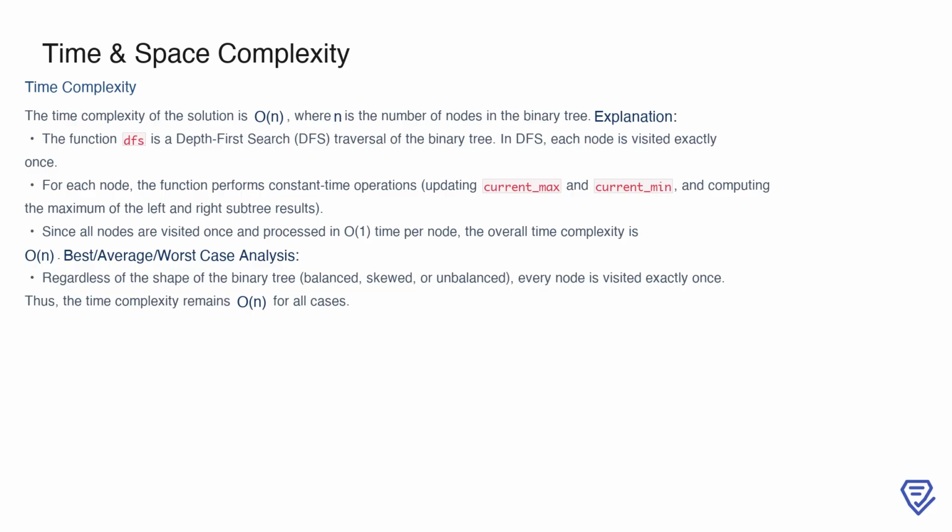This holds true across all scenarios, whether the tree is balanced, skewed, or unbalanced, because the traversal always visits every node exactly once, ensuring the time complexity remains linear in all cases.